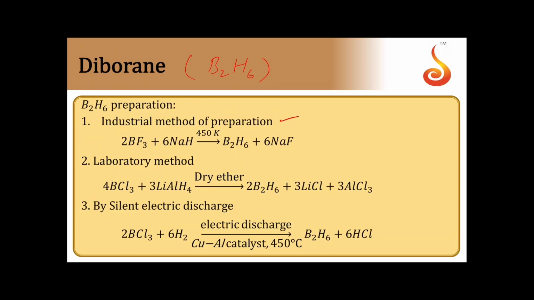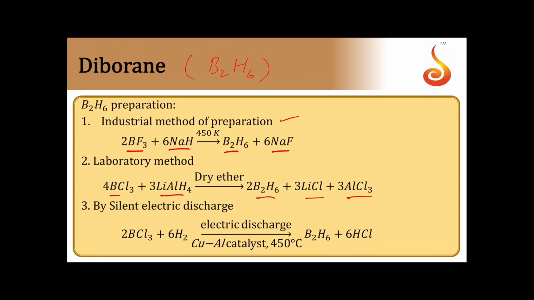In the industrial method of preparation, BF3 is reduced using sodium hydride. NaH is a reducing agent. The reduction forms B2H6 plus NaF. In the laboratory method, BCl3 is reduced by lithium aluminum hydride, which is also a reducing agent. It forms diborane, lithium chloride, and AlCl3.